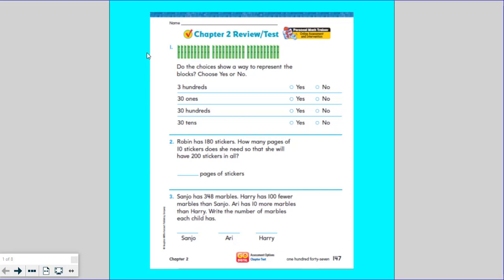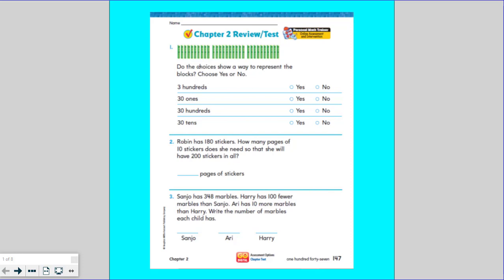So if you're here working on the chapter review, you've already completed your online work. So we're going to work through these one at a time. I'll give you the directions for the problem, and then you solve the problem on your paper, unpause, and then we'll solve it together. So number one says, do the choices show a way to represent the blocks?